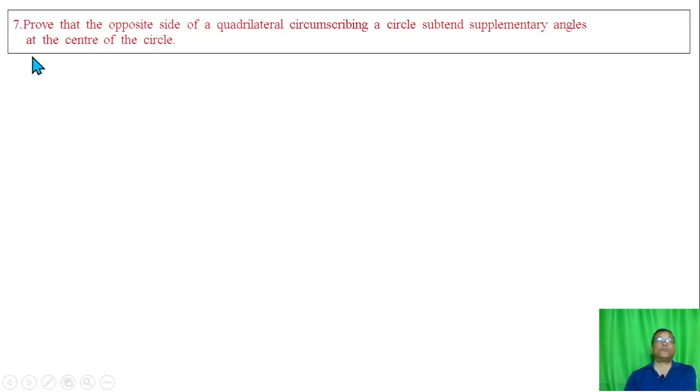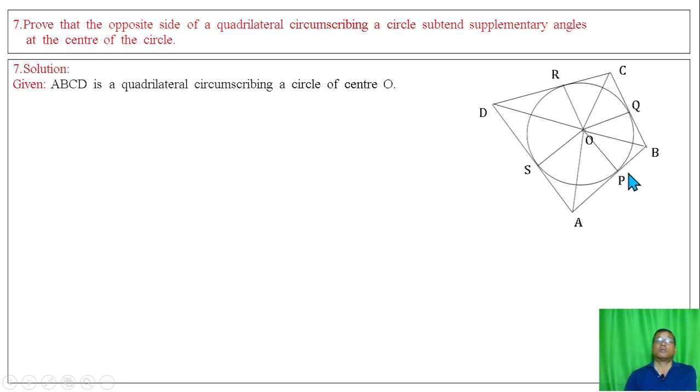Question number 7. Prove that the opposite sides of a quadrilateral circumscribing a circle subtend supplementary angles at the center of the circle. That is, ABCD is a quadrilateral circumscribing a circle with center O.